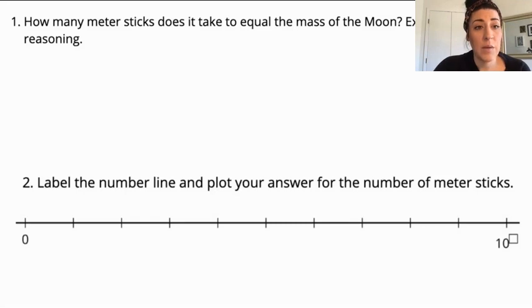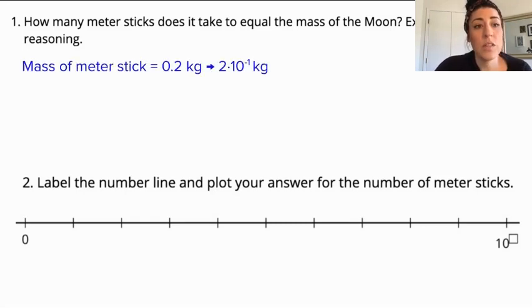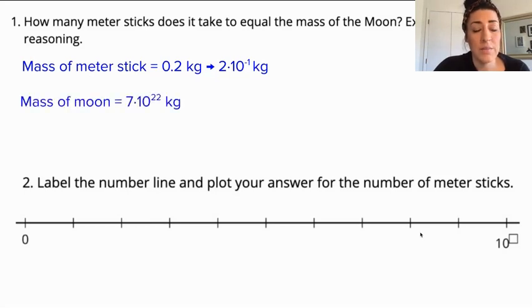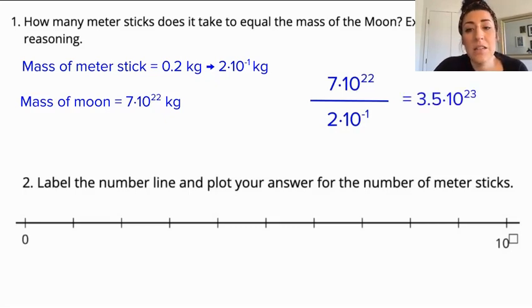Okay, so question 1 asks, how many meter sticks does it take to equal the mass of the moon? So we know that the mass of a meter stick is 0.2 kilograms. We're going to write that as 2 times 10 to the negative first power, for a reason you'll see in a second. We also know that the mass of the moon is 7 times 10 to the 22nd kilograms. So with that information, we're going to divide the mass of the moon by the mass of the meter stick. That's why I rewrote that as 2 times 10 to the negative first, so that we can apply our exponent rules here and divide. So we know 7 divided by 2 is 3.5, and 10 to the 22nd over 10 to the negative first, you're subtracting those exponents, so you get 10 to the 23rd, and that represents the number of meter sticks it takes to equal the mass of the moon.